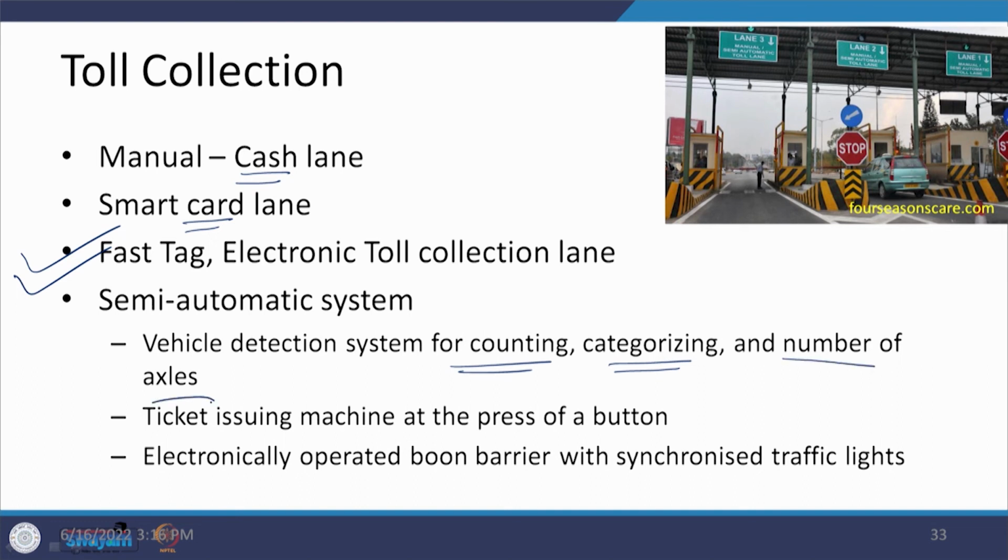and it is also going to look at the number of axles. The tickets are issued on the basis of the amount either being given in cash or through card, which is collected at the toll booth, and then with the press of a button a ticket is issued and given to the driver. As soon as this ticket is issued, this barrier, which is electronically operated, just goes up and gives path to the vehicle.